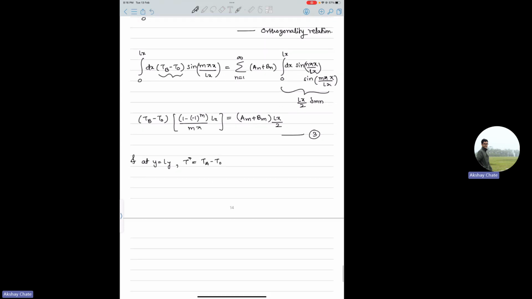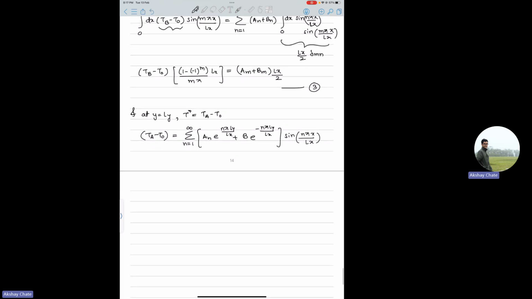If you do that, it's 8:50 now, so I'll do it fast. Basically you have to do the same thing. Now this becomes Ta minus T0 equal to the sum from n equal to 1 to infinity of an e to the power n pi ly by lx plus b e to the power minus n pi ly by lx. This is your first term, and then you'll have sin n pi x by lx. This is your usual second term.